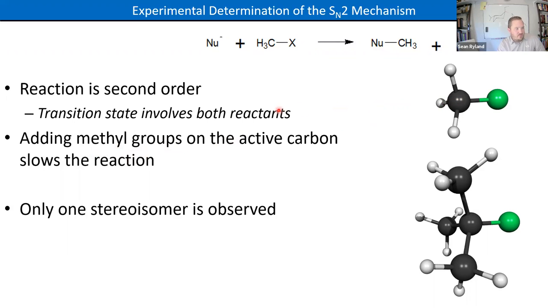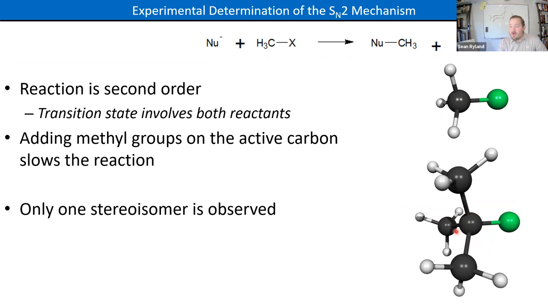And they noticed that if you add methyl groups, the reaction slows down, which doesn't make any sense because it doesn't change the equilibrium constant, because we're still making and breaking the same types of bonds, but it makes the reaction slow down. So what do these two molecules have different around the active carbon? What do you notice? Carbons instead of a hydrogen.